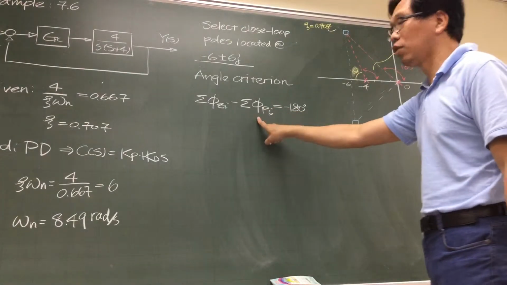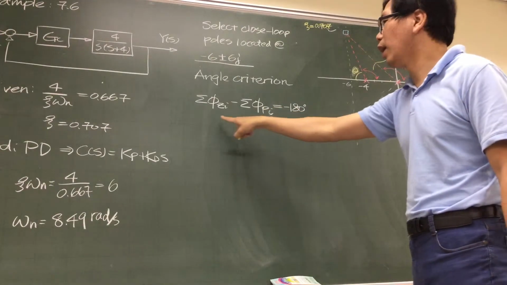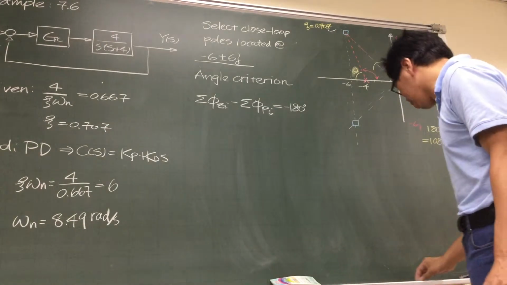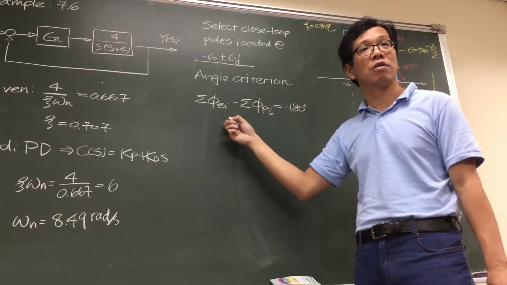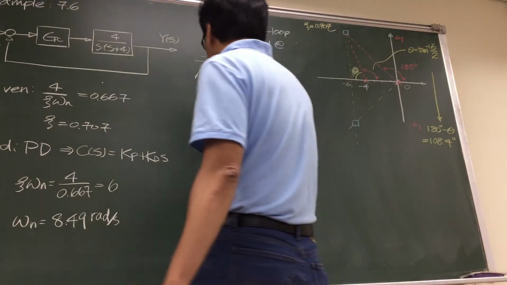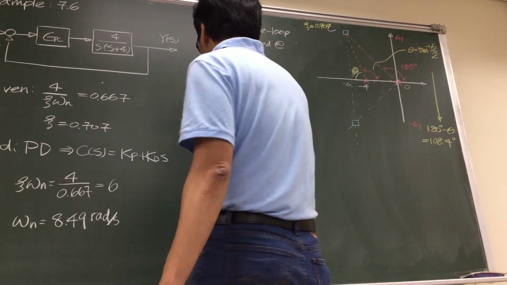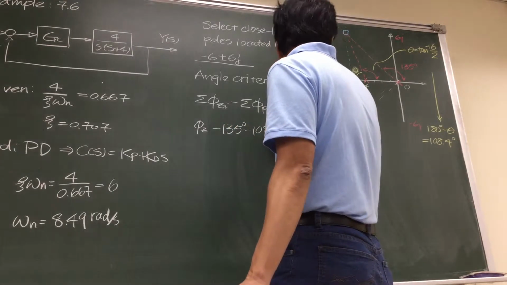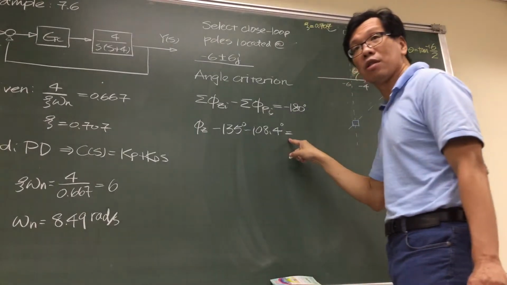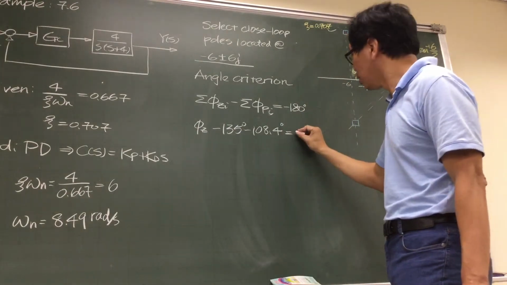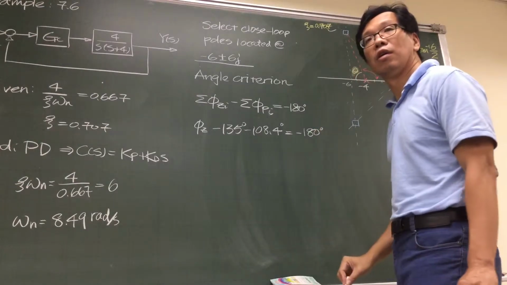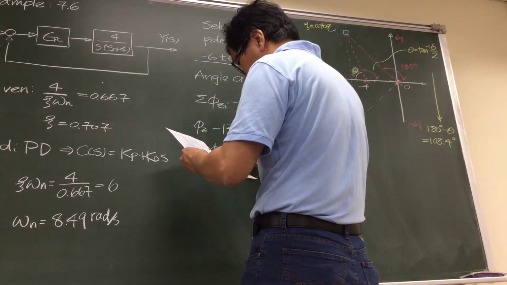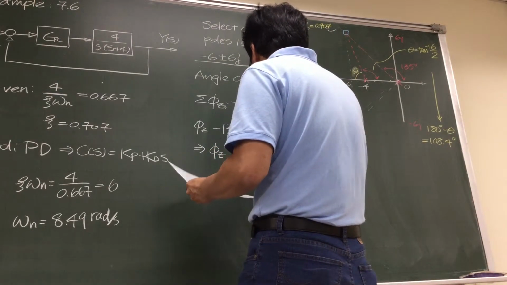So I found the two angles over here. However, I have no idea where this one is located, but it doesn't really matter, because how many zeros do I have in this system? Just one. So I only have one angle, phi Z, minus 135 degrees minus 108.4 degrees. What does this equal to? Negative 180 degrees, which means phi Z is going to be 63.4 degrees.